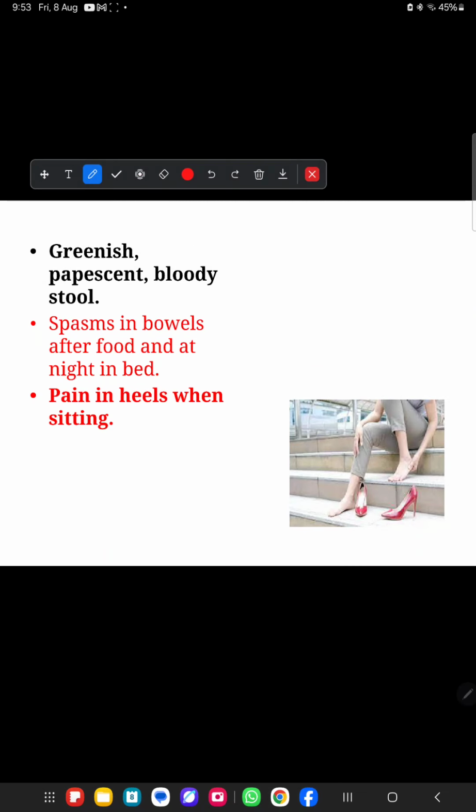Green is pap, bloody stool you will find. Suppose the patient is coming to you and is having pap, bloody stool, then we can think about this medicine. But these symptoms we can correlate. If there is a black color of the stool, which medicine? Can anyone tell? Black stool, black tarry stool, which medicine?